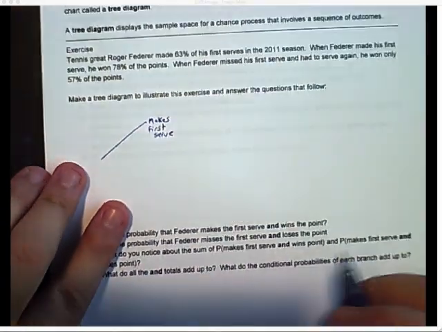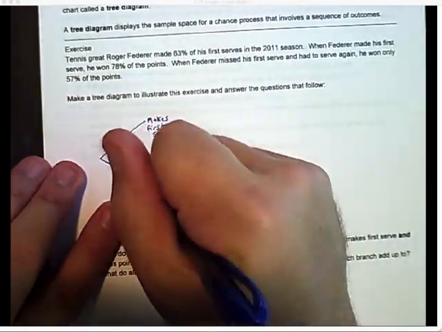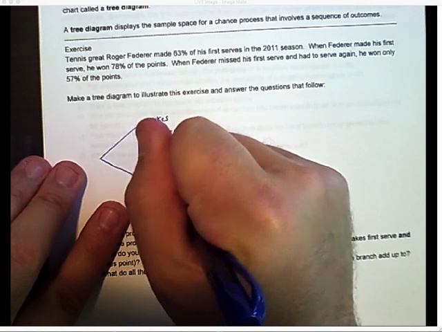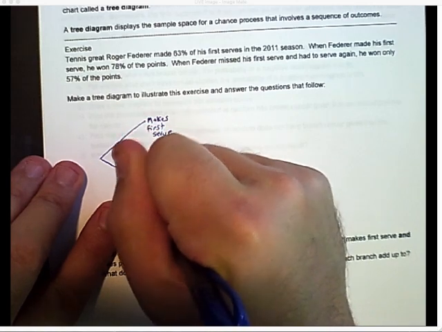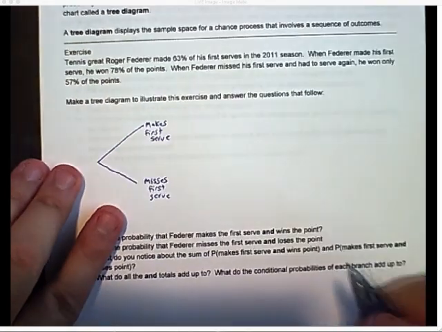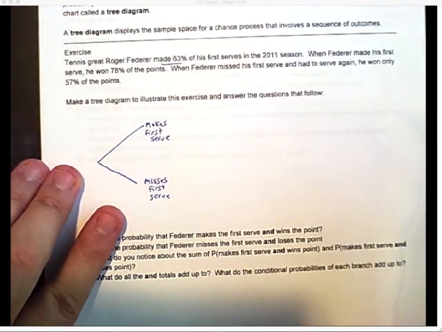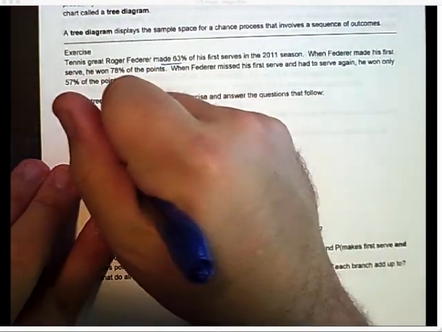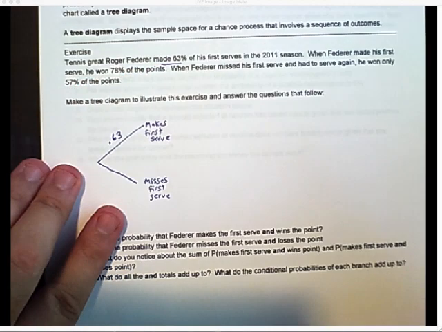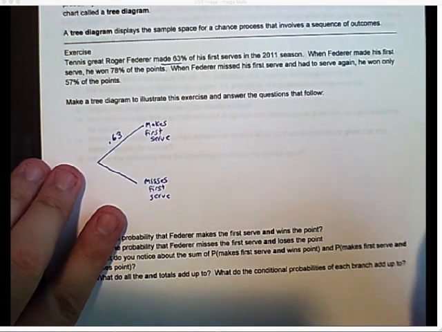So there's only two options. He either makes his first serve or he misses his first serve. Now it tells us in the problem that he made 63% of his first serves. So on this branch of the tree, I'm going to put 0.63.